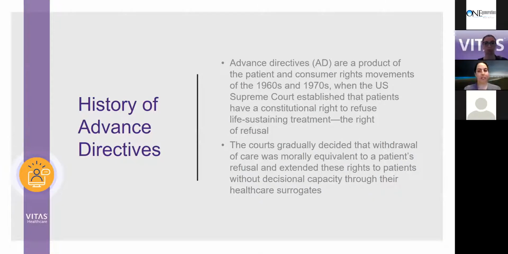With respect to the history of advanced directives, so actually documenting what these advanced care planning discussions and conclusions of treatment preferences are. Advanced directives are a product of the patient and consumer rights movements of the 1960s and 1970s, when the U.S. Supreme Court established that patients have a constitutional right to refuse life-sustaining treatment, the right of refusal. The courts gradually decided that withdrawal of care was morally equivalent to a patient's refusal and extended these rights to patients without decisional capacity through their healthcare surrogates.